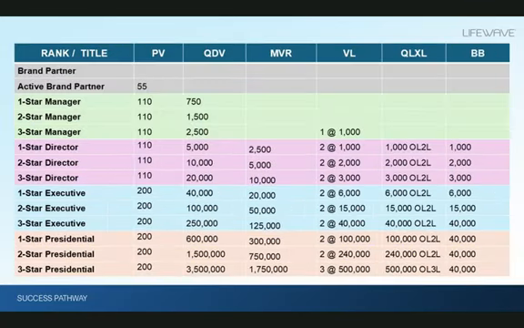Here is an overview of all the 6 requirements for the 12 ranks in Lifewave Success Pathway. These pathways are designed to help you build a strong and, more importantly, sustainable business that will be your legacy.